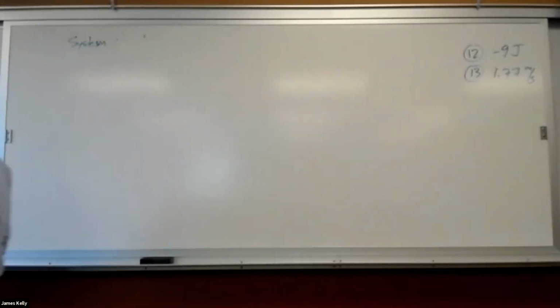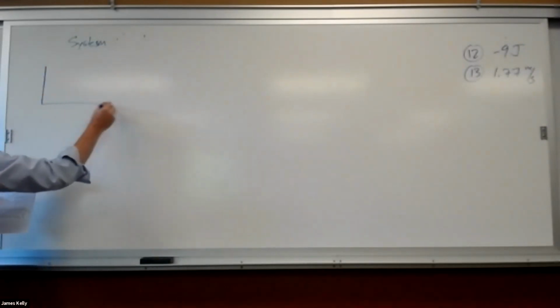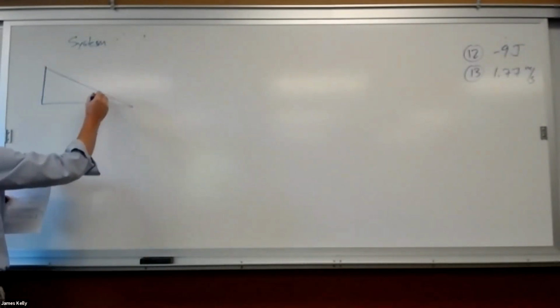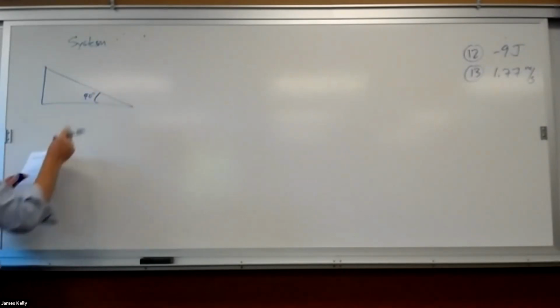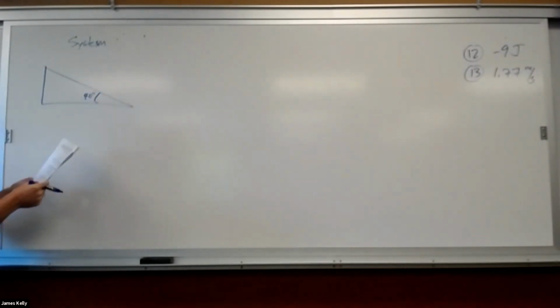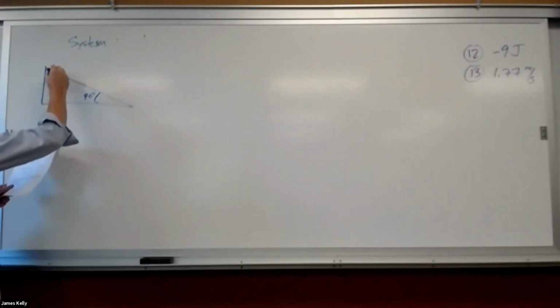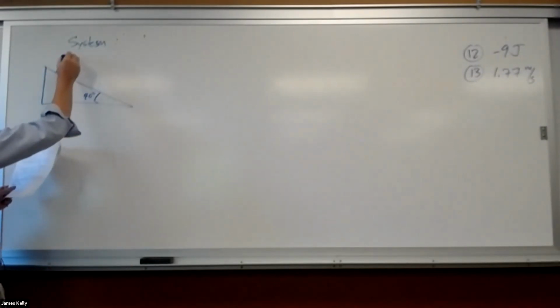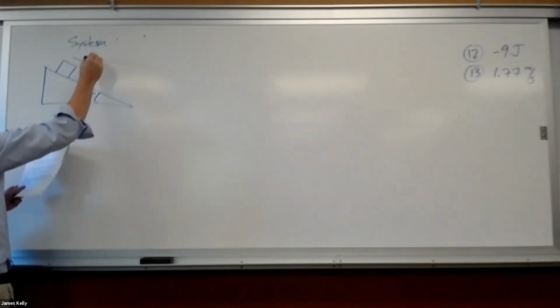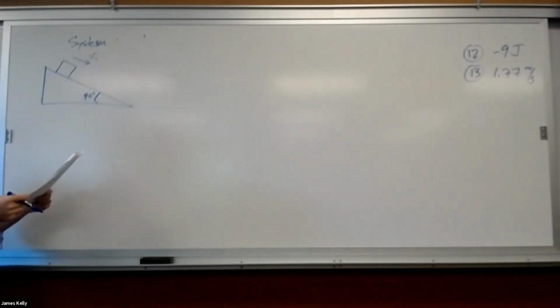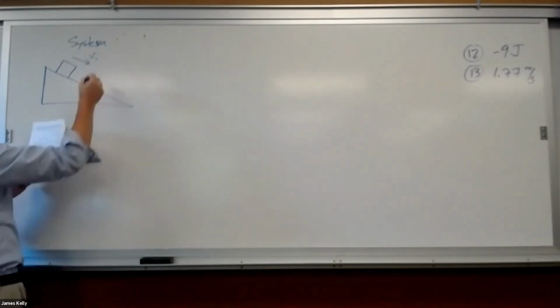Inclined plane, the angle is 40 degrees. Let's draw a little cartoon. 40-degree inclined plane. Here's a box. It's given some initial push on the plane. I'll say V initial is 0.75 meters per second.